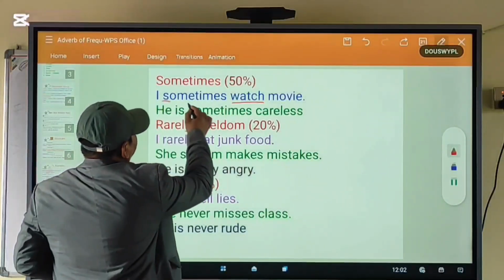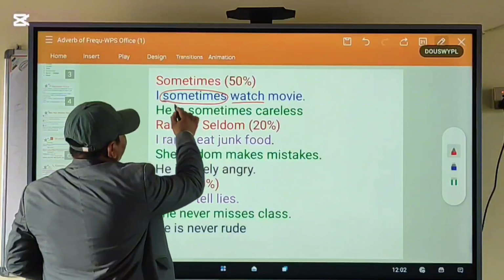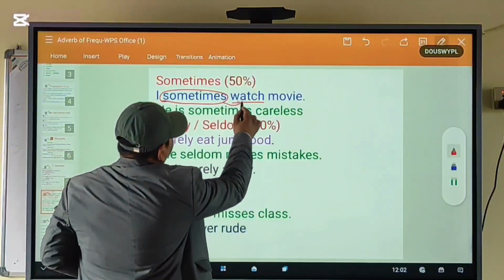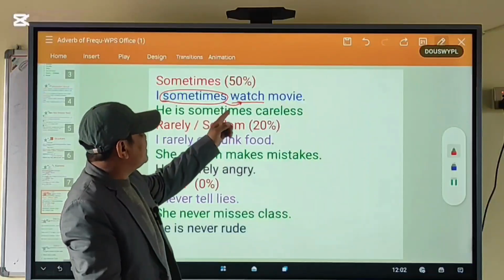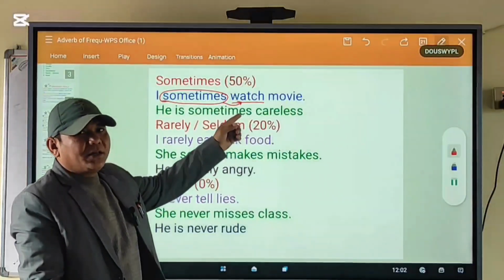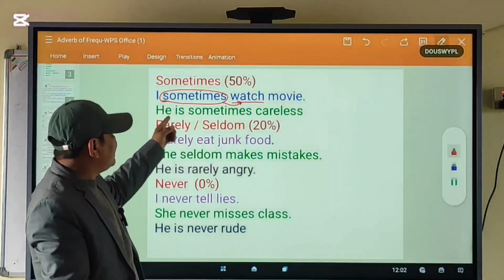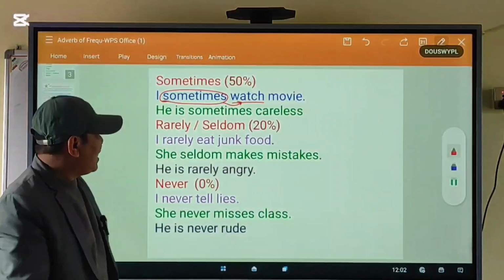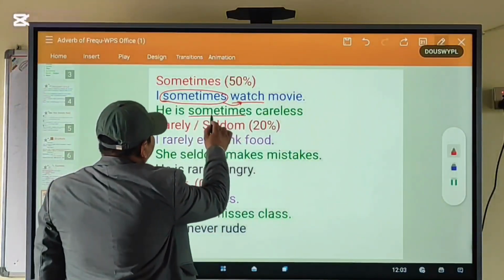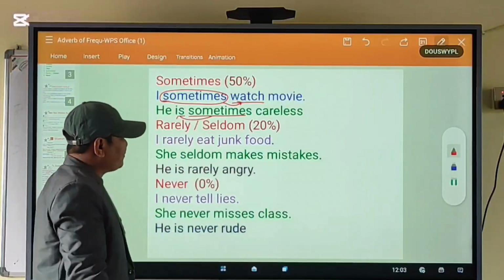And the adverb of frequency sometimes is used before the main verb. He is sometimes careless. It means what? He is 50% careless. And sometimes is used after the to be verb.